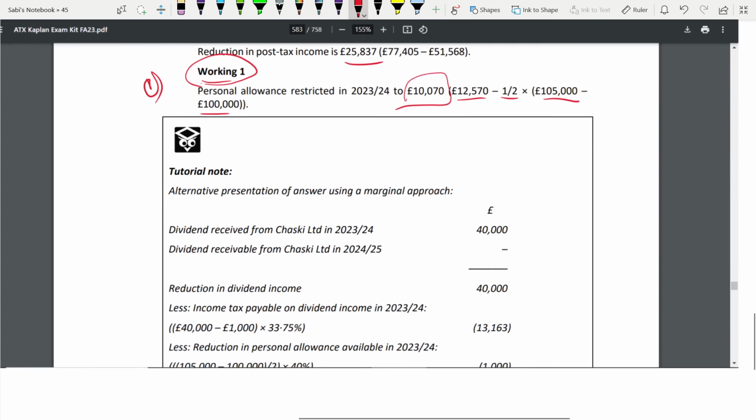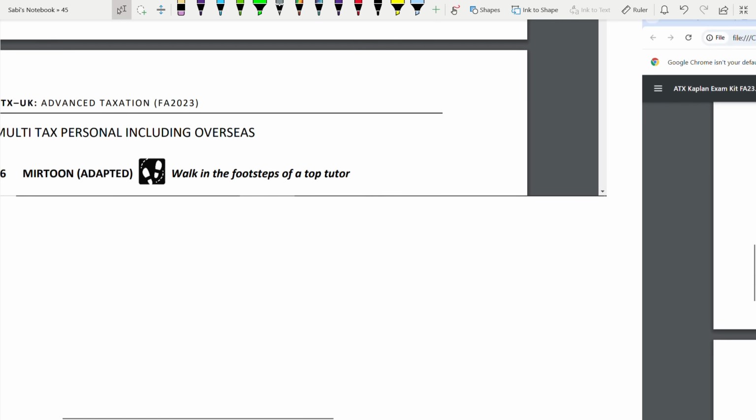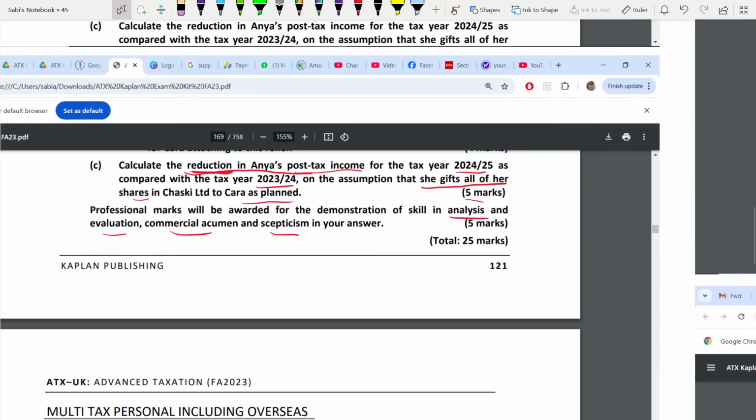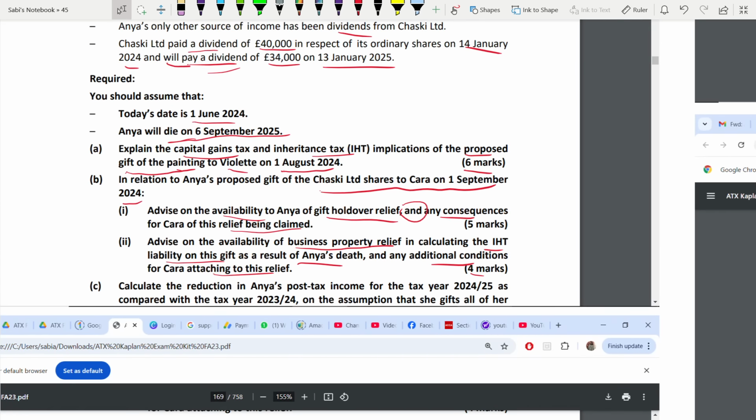Okay, so that's it for this question. We have finished it. You can go back to your revision kit book and read the examiner's comment on that. Since this is the latest paper, make sure that you do it. And also you can go to the marking scheme. So I shall see you in the next question, which will be from section B of your ATX.